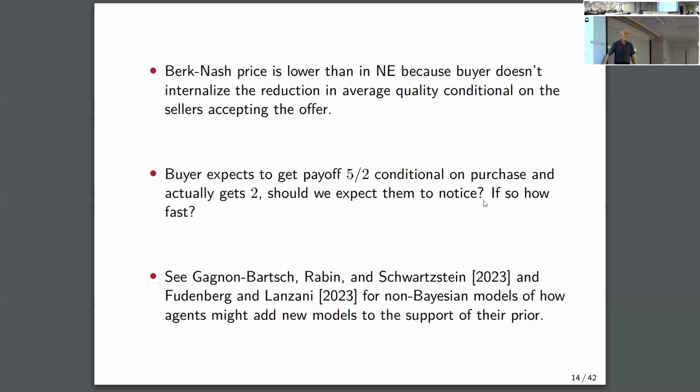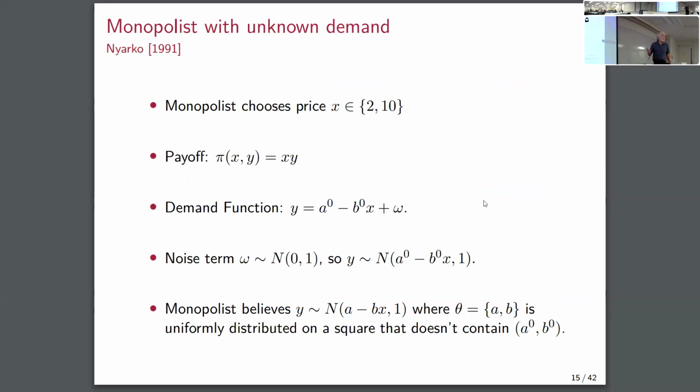So I said, here's the end of the slides, there are actual explicit references for the papers. So this is Gagnon-Bartsch, Rabin, Schwartzstein, so I got the opposite chart. Okay, another example of misspecified learning. Actually, this is an example from before Berg-Nash equilibrium, when people were working on misspecified learning. A paper by Nyarko: a monopolist chooses a price, either 2 or 10. Why only 2 or 10? Because it's an example.